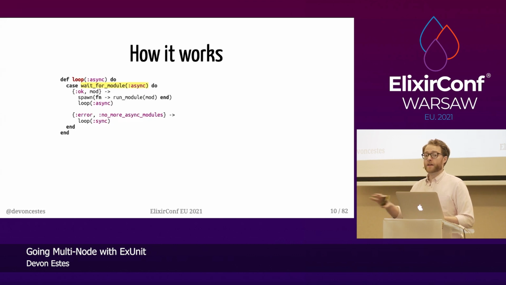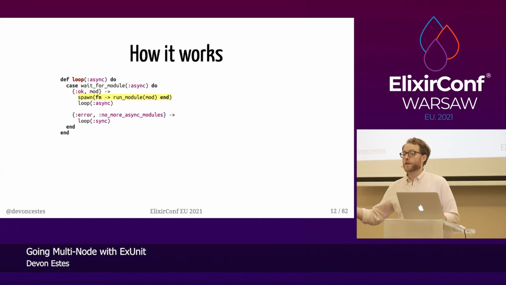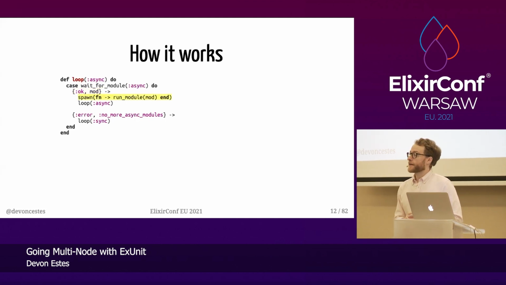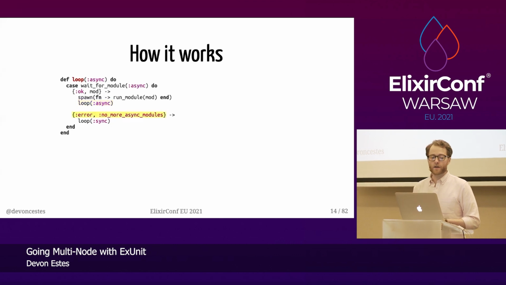This happens because the compilation of our test modules happens in parallel, asynchronously, by a different process. And so our runner is basically just sitting there waiting for messages saying, hey, this module is ready to be run. Like these tests are compiled, you can run them now. And when it gets one of those messages, it says, okay, I'm going to go ahead and spawn off a process to run all the tests in that module. And then once it's spawned that off, it goes back into the loop. And it waits for more async modules, and eventually we'll spawn more of them off.